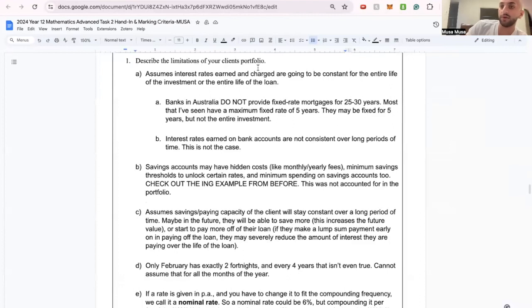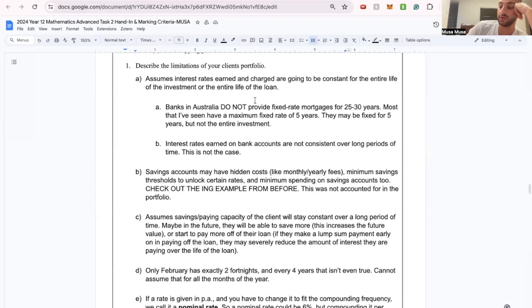This one's not even the big rant. So it assumes interest rates earned and charged are going to be constant for the entire life of the investment or the entire life of the loan. So we spoke about in part one how when you put your money in a bank account, the interest rate doesn't stay the same for 20 years. It changes because it's based on how much money the bank can make. The bank makes less money, you make less money. The bank makes more money, you tend to make more money.